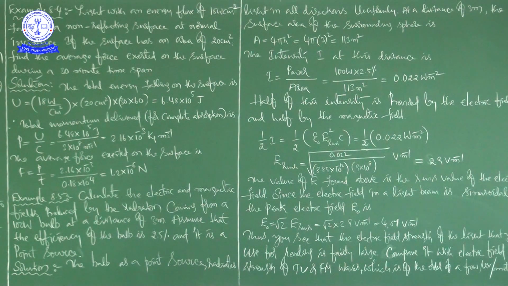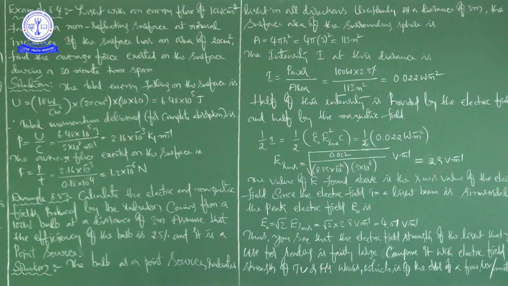So I am asking you to remember the information given in the problem: the given data, and what we have to find. In this problem we have to calculate the electric and magnetic fields. What is the given data? A 100-watt bulb, this is the power of the bulb, a distance of 3 meters, and we are asked to assume that the efficiency of the bulb is 2.5% and it is a point source.